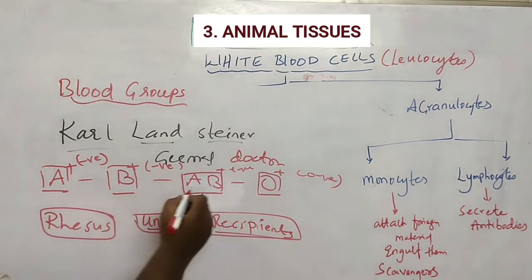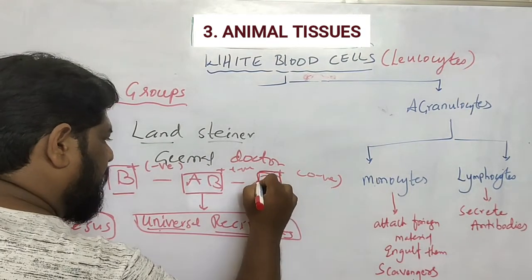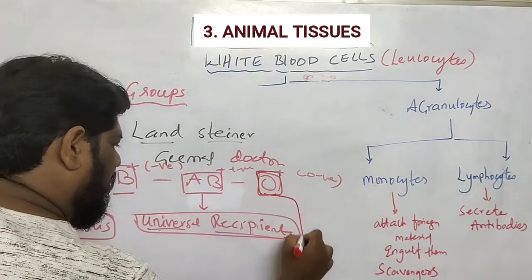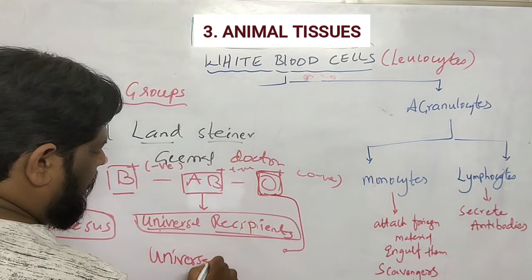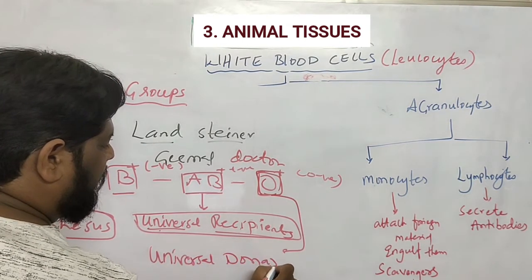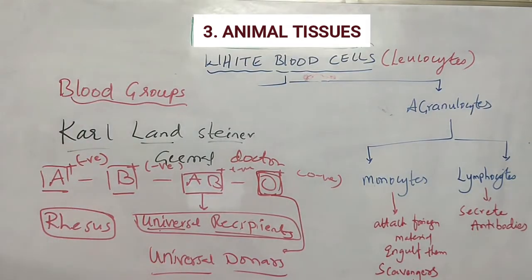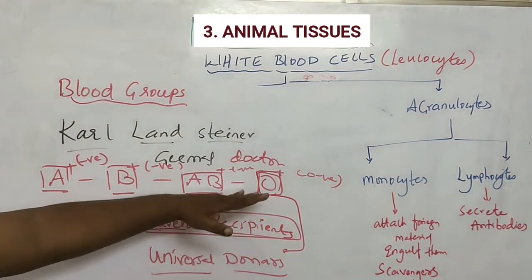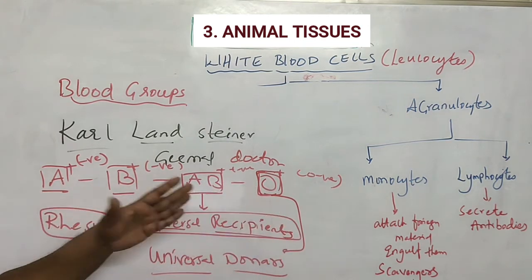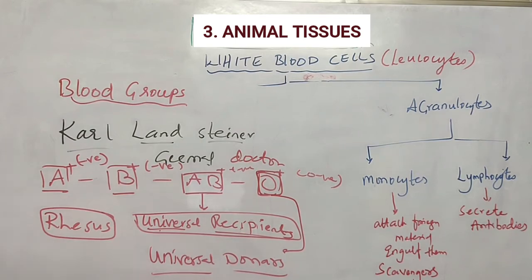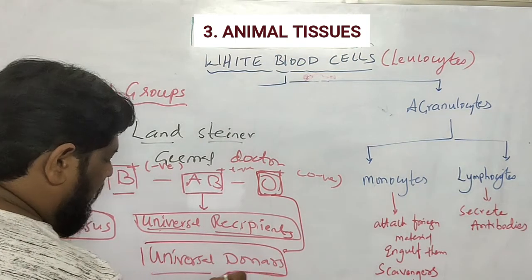And now coming to the O, the people with O blood group are called the universal donors. And why they are called universal donors? Because they can donate blood to AB or A or B or O. They can donate blood to any blood group. That's why they are called the universal donors.